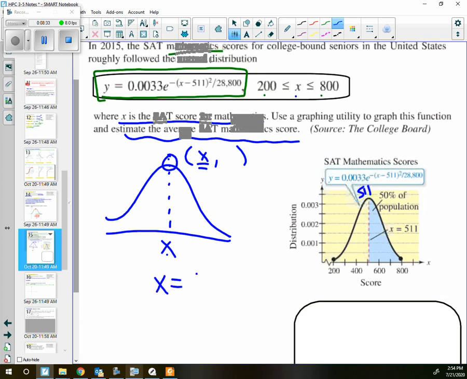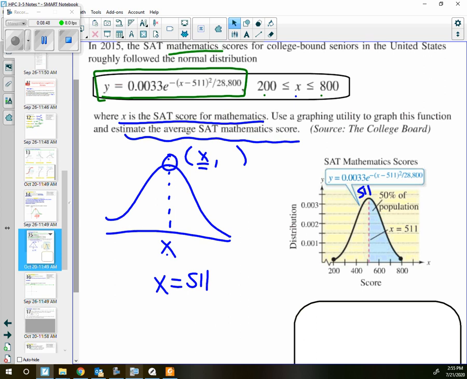Now, if you think about 800 being the maximum, 511, decent score. So half of the population scored above a 511, and then half of the population scored less than that. So that maximum happens at the average. So the most number of people scored the average score.